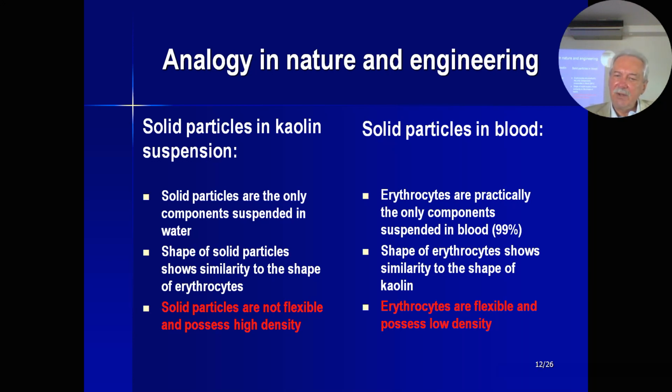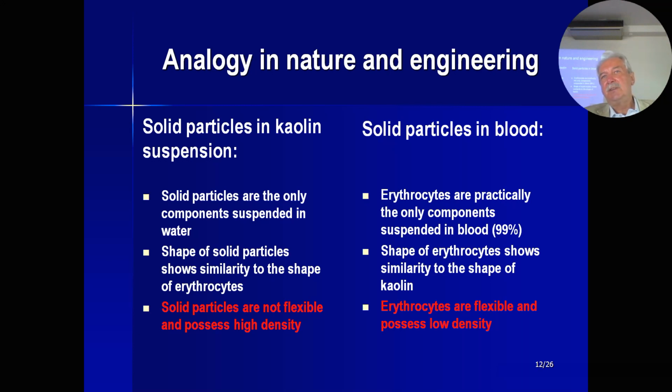The shape of solid particles and the shape of erythrocytes seem to be also a little bit similar, because erythrocytes are usually thin discs, and they are similar to solid particles in kaolin. There are, of course, some differences. For instance, red blood cells are flexible, while solid particles in kaolin are not flexible, they are rigid.